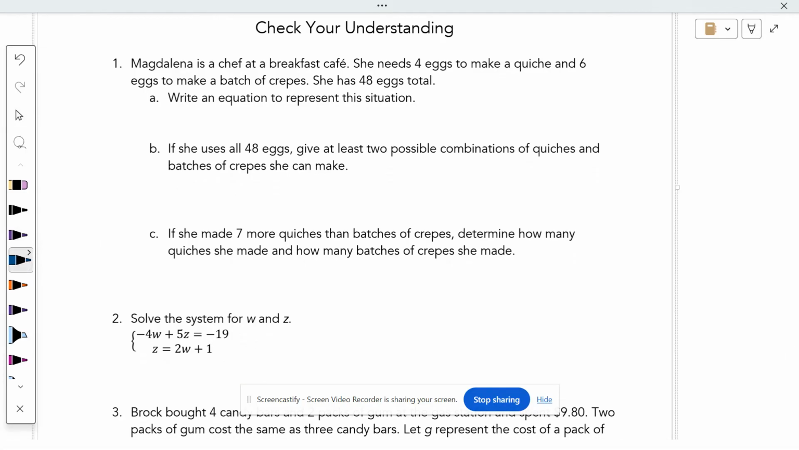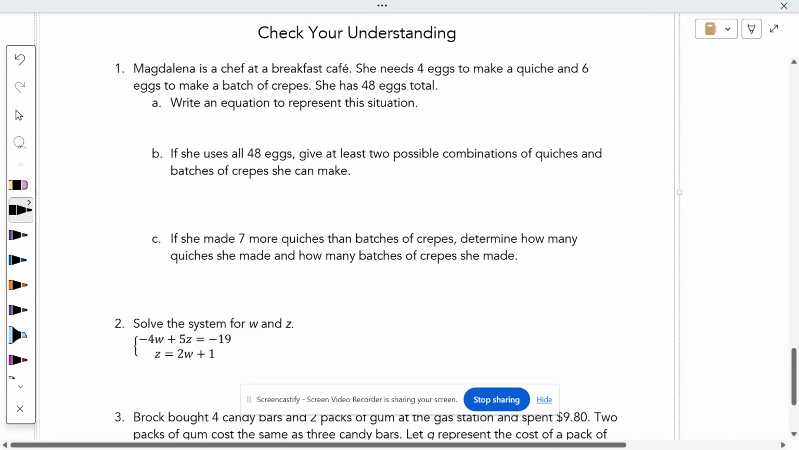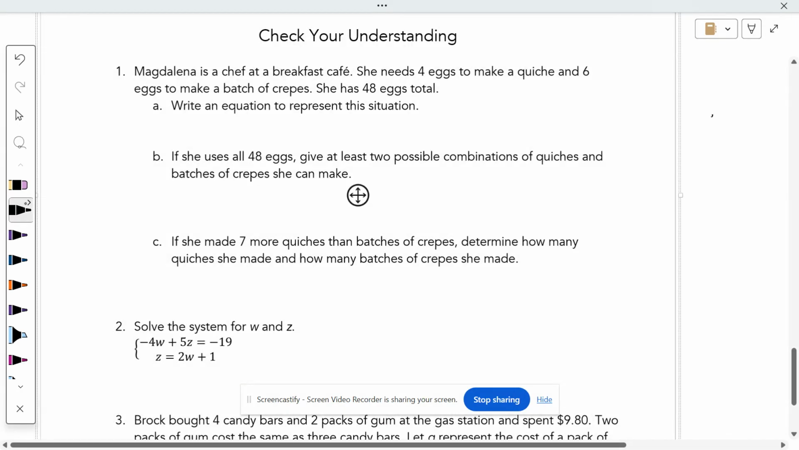Magdalena is a chef at a breakfast cafe. She needs 4 eggs to make a quiche and 6 eggs to make a batch of crepes. She has a total of 48 eggs. So write an equation. Well, let's define our variables. I'm going to let Q represent the number of quiche, and I'm going to let C represent the number of batches of crepes.